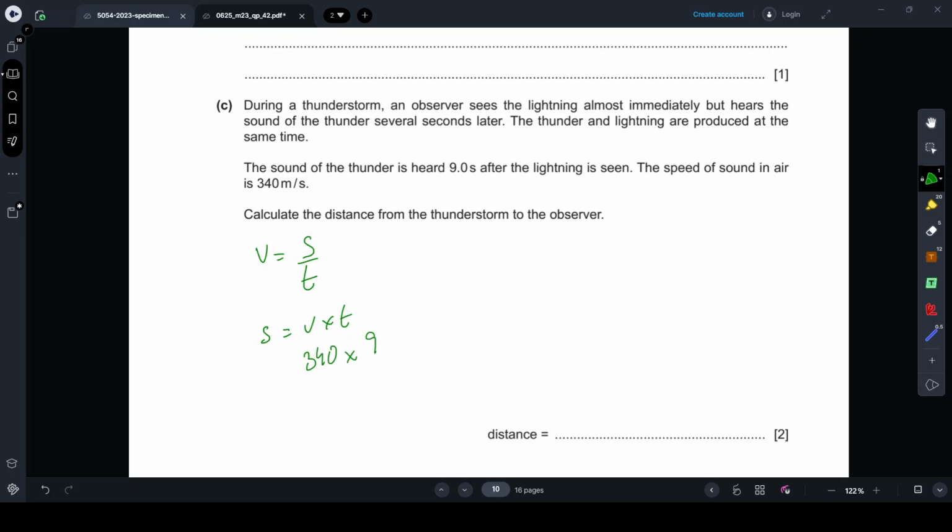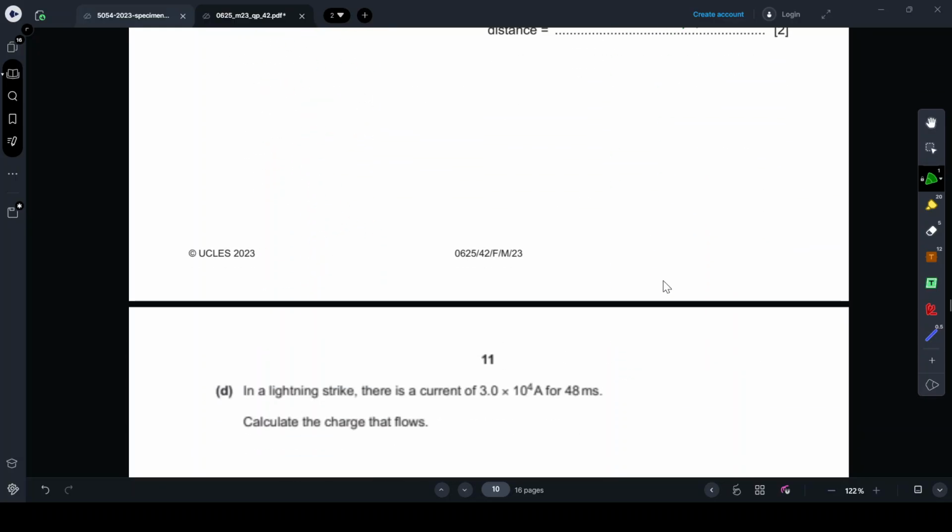So what are we getting? 3060. Really? Am I wrong? Wait, let me check. That's 340. Yeah, 3060. So for some reason they've rounded to 3100. I don't get their rounding, right? So it's supposed to be 3060 meters. They've taken it as 3100 meters. For what reason exactly? There's no point. I don't get it.